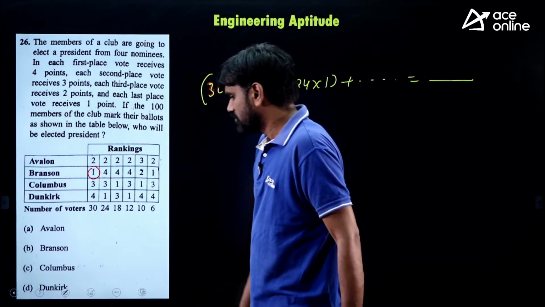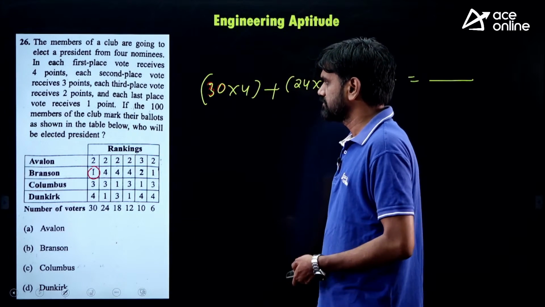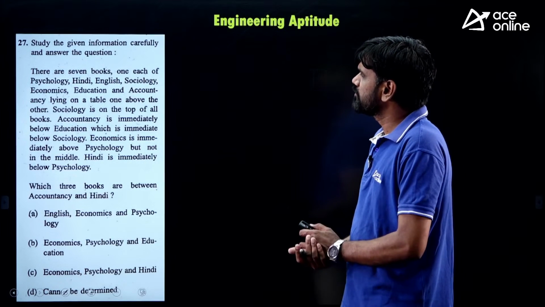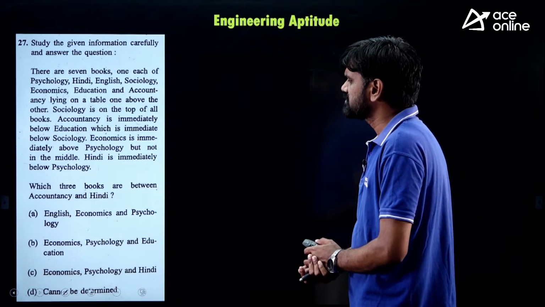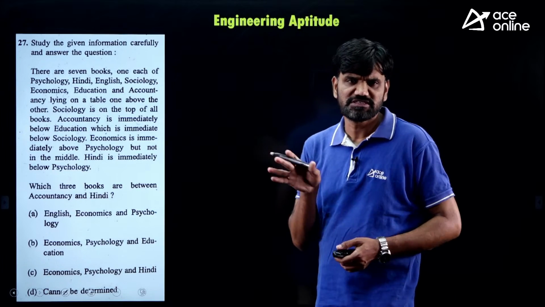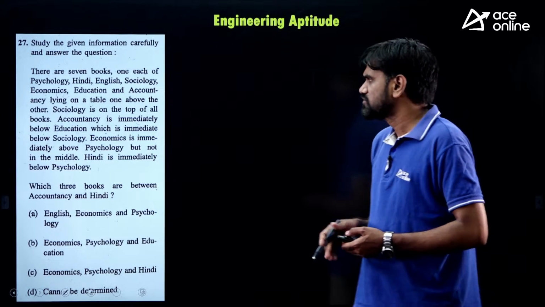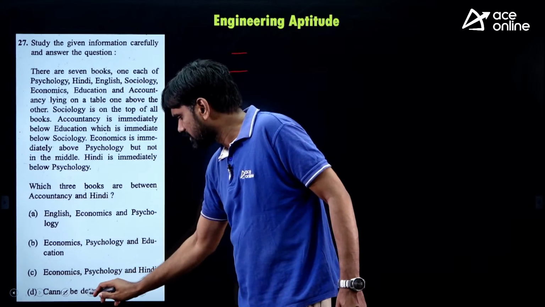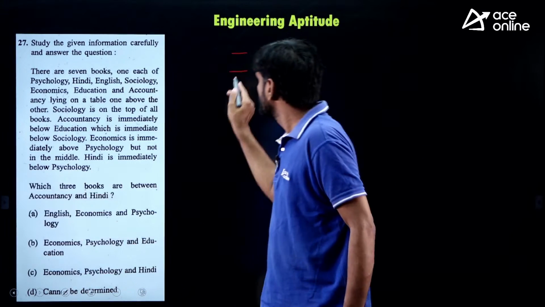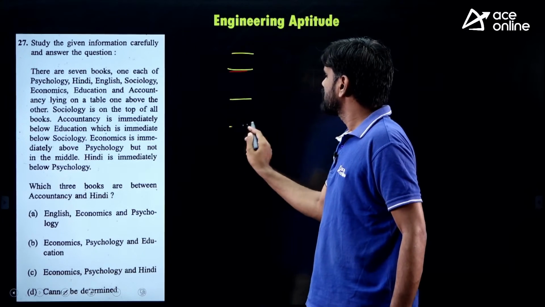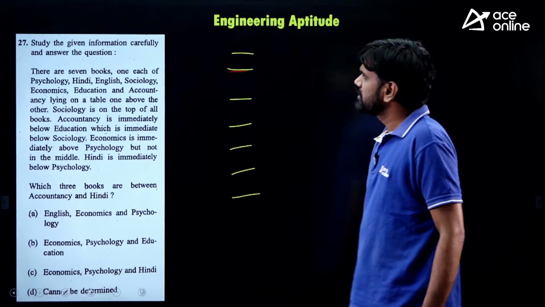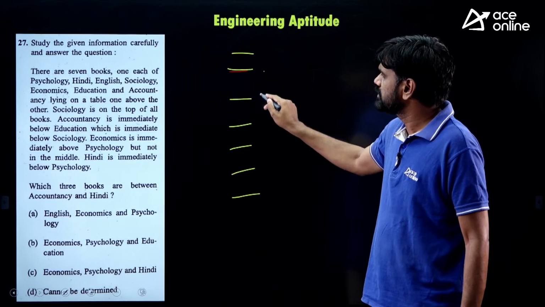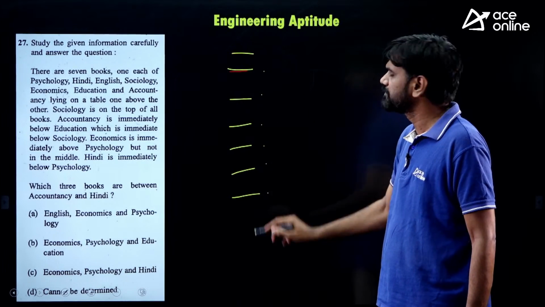Right. Going ahead with 27. Study the given information carefully and answer the question. So this is related to arrangement, such as seating arrangement. On arranging the data, whatever is the data that is being given over there by ranks, how many subjects are given over there? 7 books are being given. So 1, 2, 3, 4, 5, 6, 7.